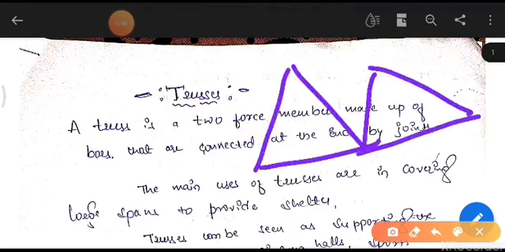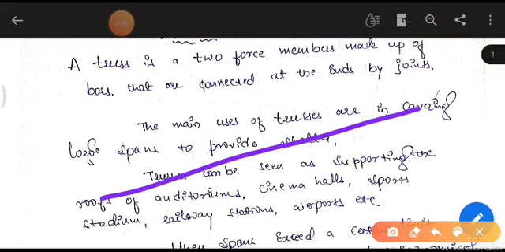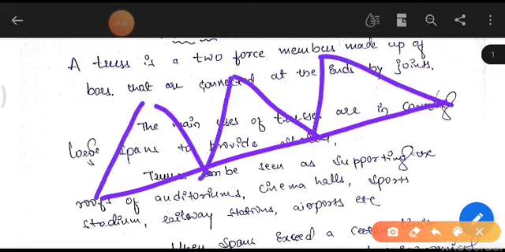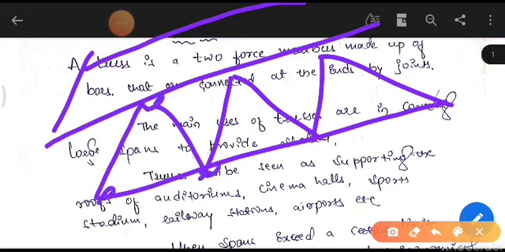You can see these in auditoriums, which support the roofs of auditoriums, cinema halls, stadiums, railway stations, where there is a long span and you can see this type of triangles on which we have the roofs. These are connected with the help of welding joints here, or these may be pin joints.